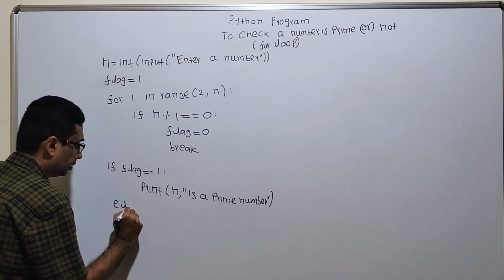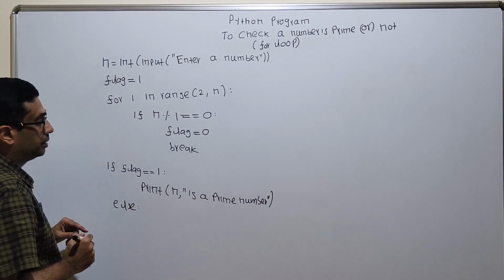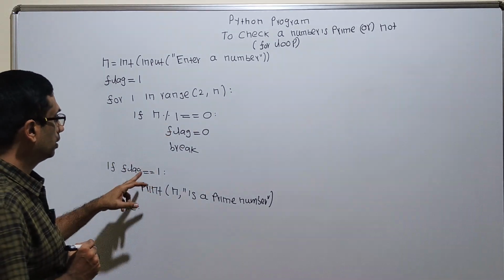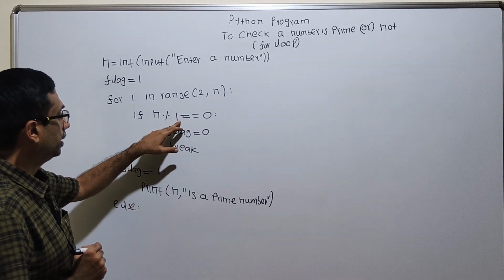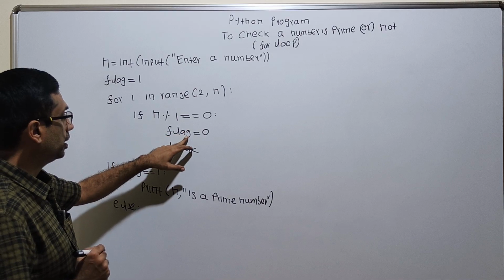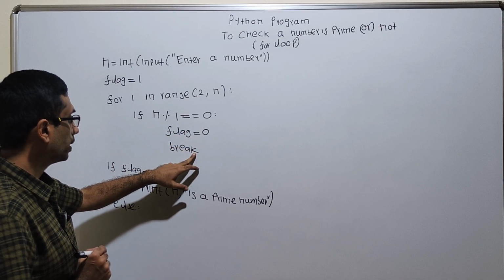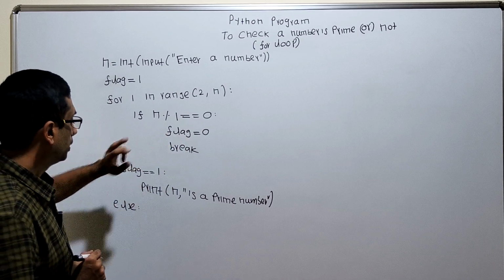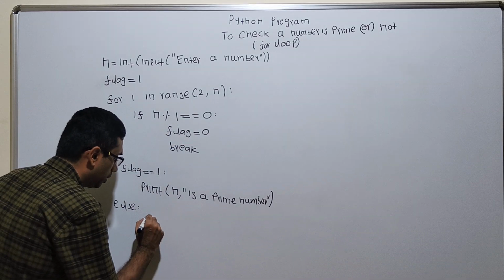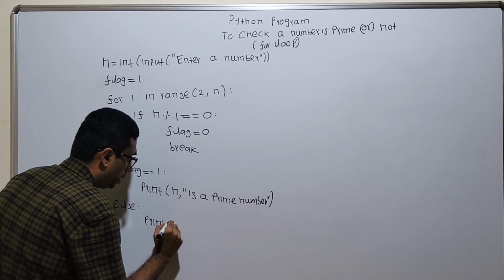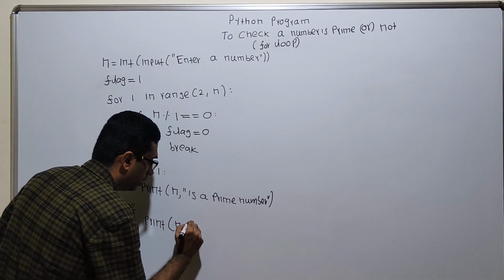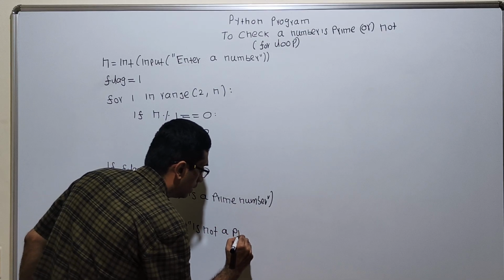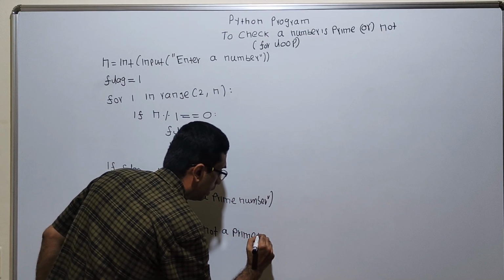Else, the flag is 0. When the flag is not 1, it means the condition became true, the flag became 0 and the break statement was encountered. So the flag value is changed in this condition statement. So in this case, I am printing n is not a prime number.